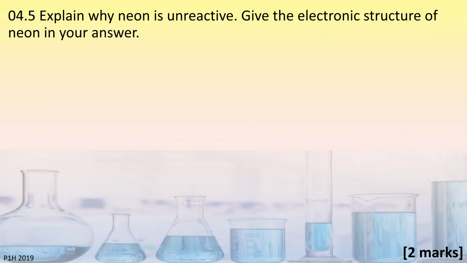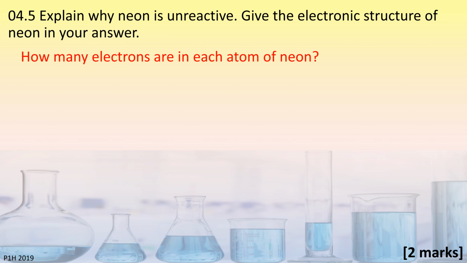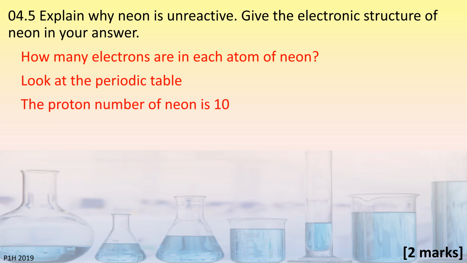So 4.5 now, explain why neon is unreactive. Give the electronic structure of neon in your answer. So we're going to look at a couple of ideas now about electronic structure or electronic configuration and also reactivity. So first of all, can you think where we can get the total number of electrons that are in each neon atom? Well, you need to look at the periodic table. The proton number from the periodic table of neon is 10.